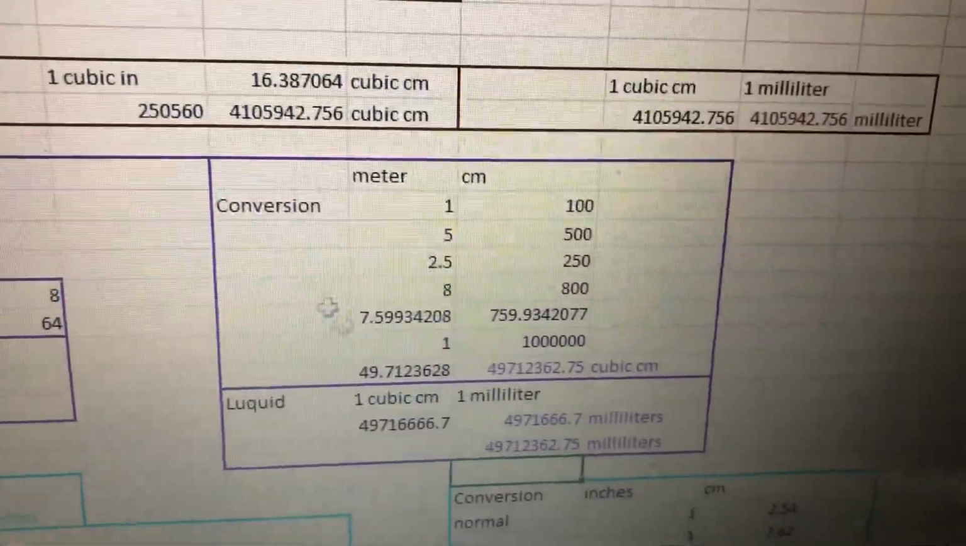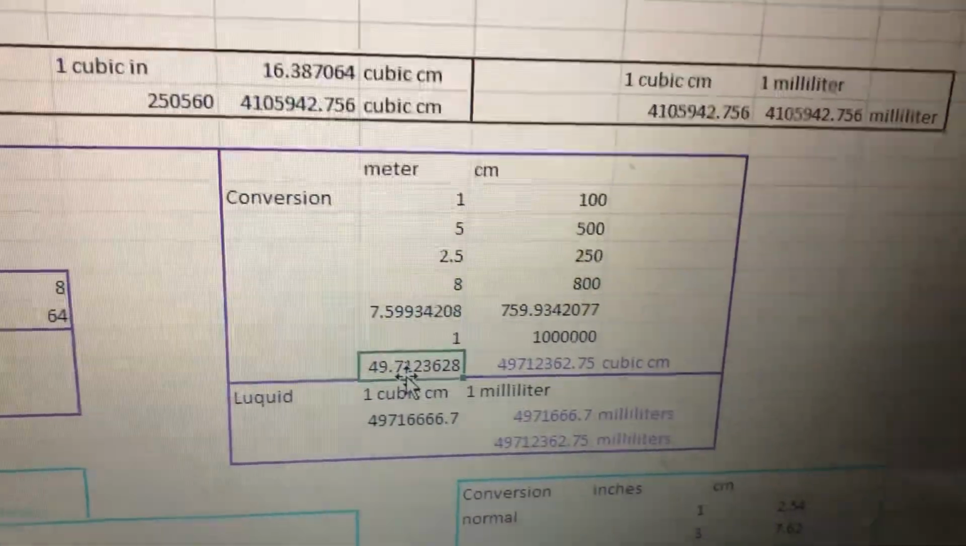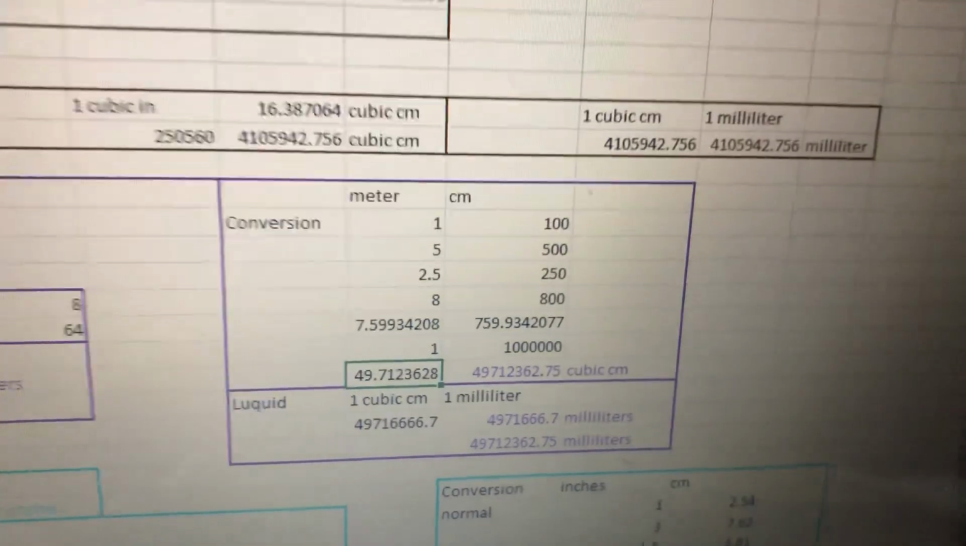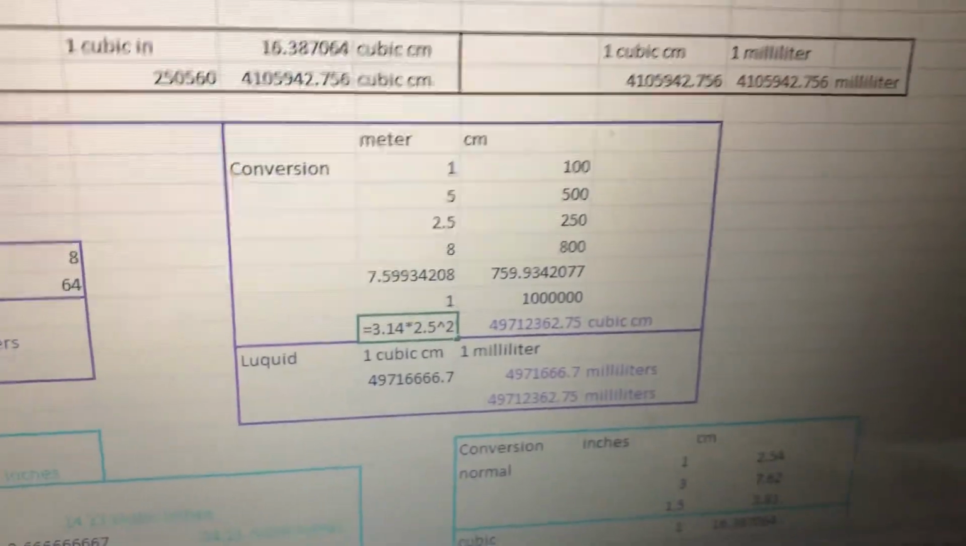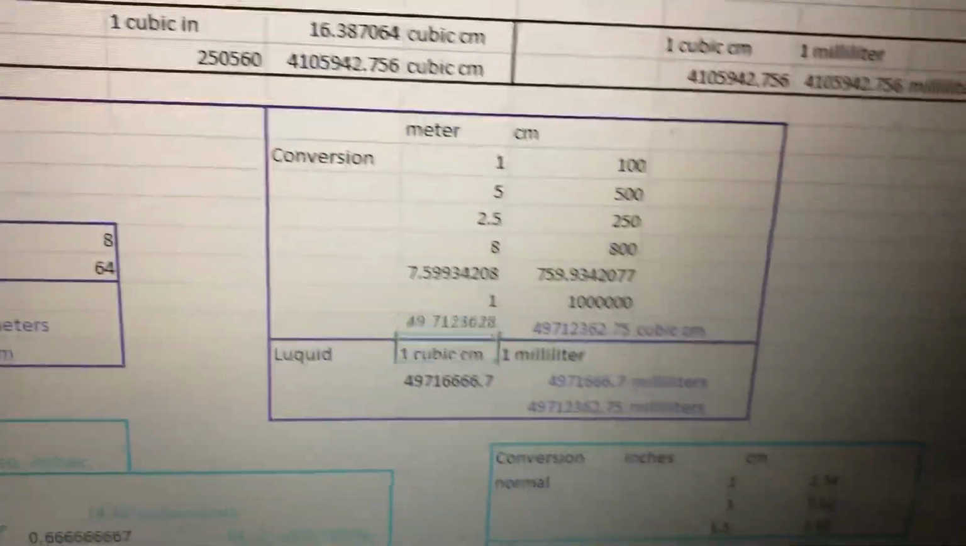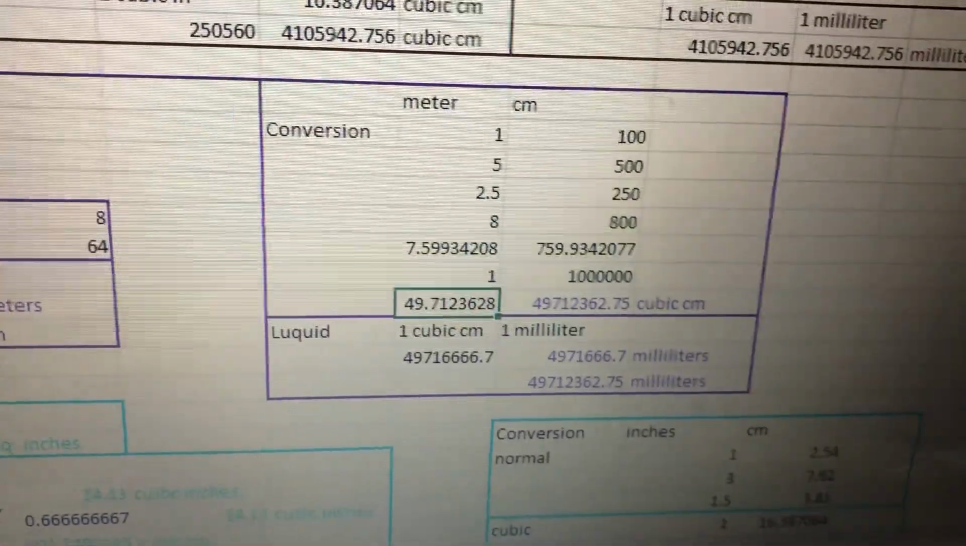Okay, back to the problem. So, I already have this fixed. Yun pala, I just forgot to divide this by 3. I'm so sorry for that matter, folks. Pero, since I divided by 3, I should get this answer, which is 49.71.